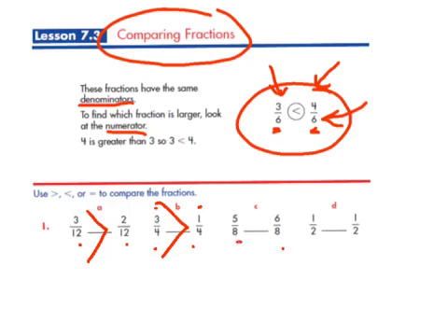Again, the next one, they both have the same denominator, so I just have to look at the numerator or the top number. 5 compared to 6, 6 is the larger one. 6/8 makes the larger fraction. And here we have 2 as the bottom number or denominator. So we look at the top number. Well, they are both 1, so then they are equal.